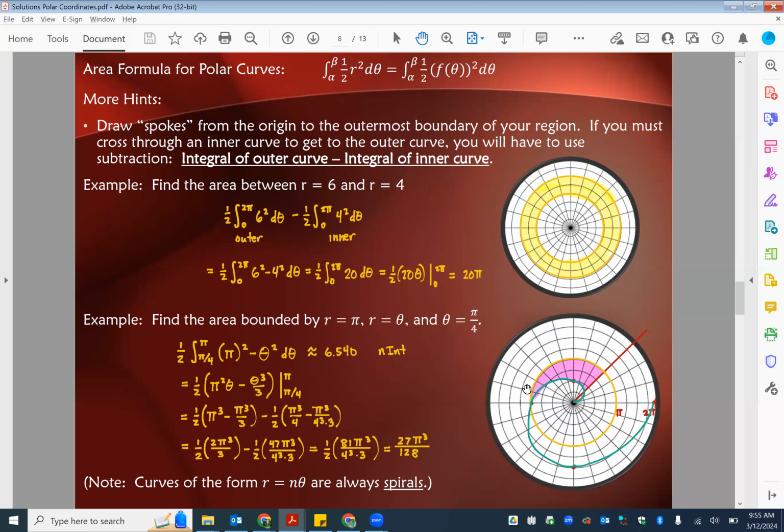Between pi over 4 and pi, I'm imagining some spokes from the origin. There is clearly an outer and inner curve, so my integrand is going to involve some subtraction, resulting in 1/2 integral of pi squared, pi being the outer curve, minus theta squared. The inner curve is theta, the spiral.